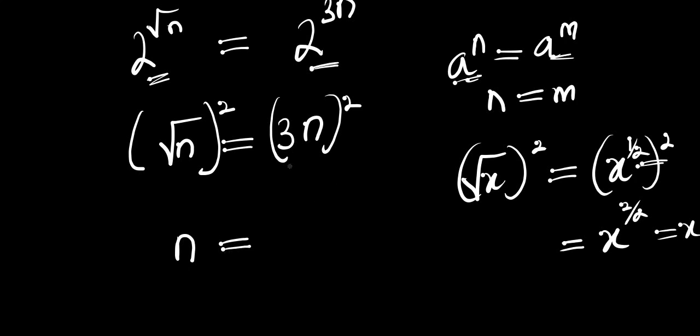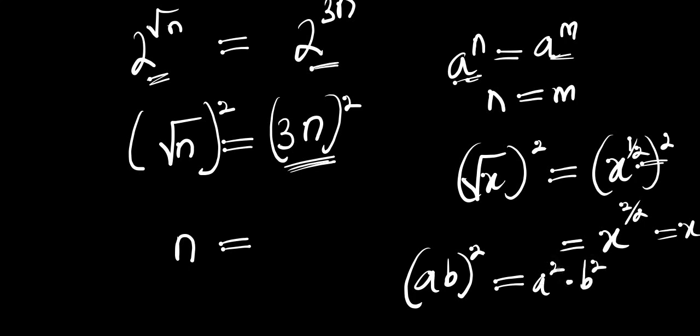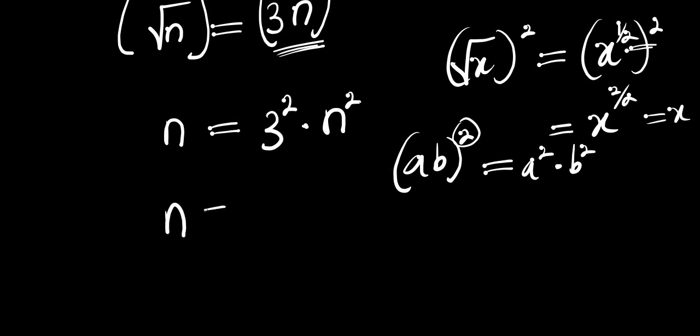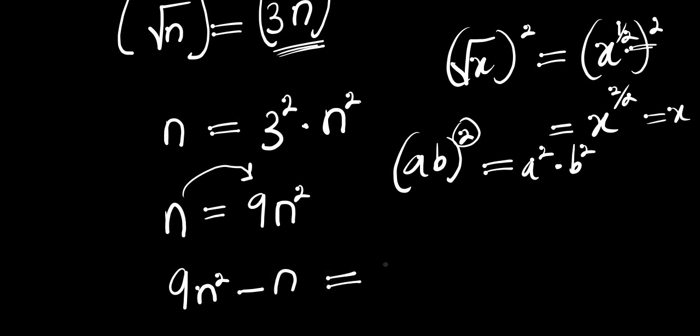And this one here, it means you are having something like a times b raised to the power of 2. And this equals a squared times b squared. So, we are using these powers here to distribute. We are going to do the same thing here. We are going to have 3 power 2 times n power 2. So this will give us n equals 3 power 2 is 9, we have 9n squared. Now the next thing for us to move this down here to form an equation, we have 9n squared minus n equals 0.